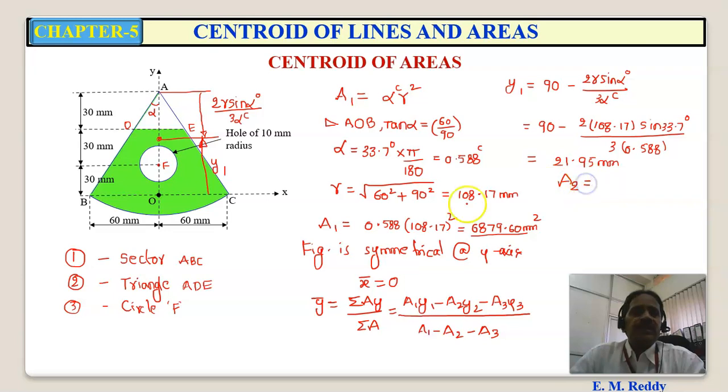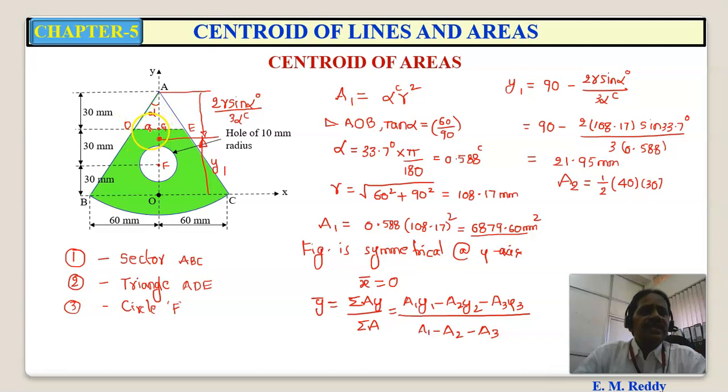What is A2? Area of this triangle ADE. So triangle ADE, area is equal to half into base into height. Base is DE. So you will find that DE as 40 into height is 30. So how have you got this 40 for DE? For example, let us say this is A up to this point.